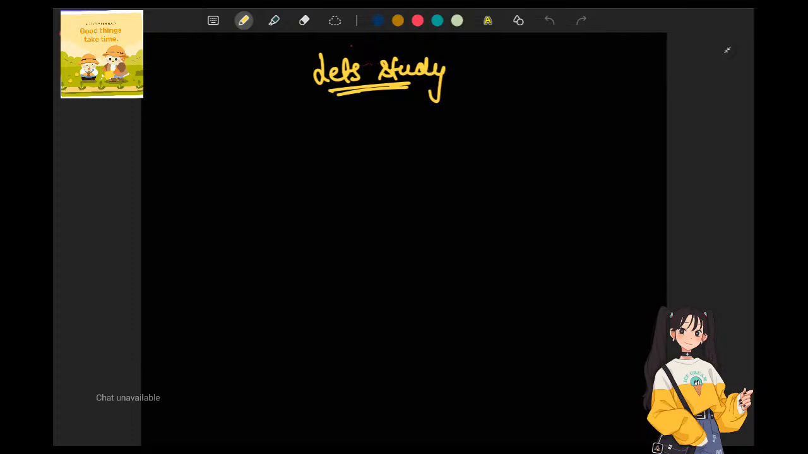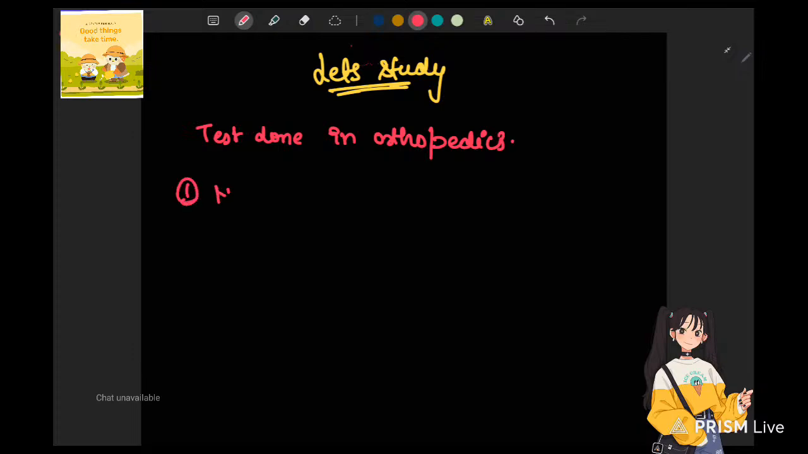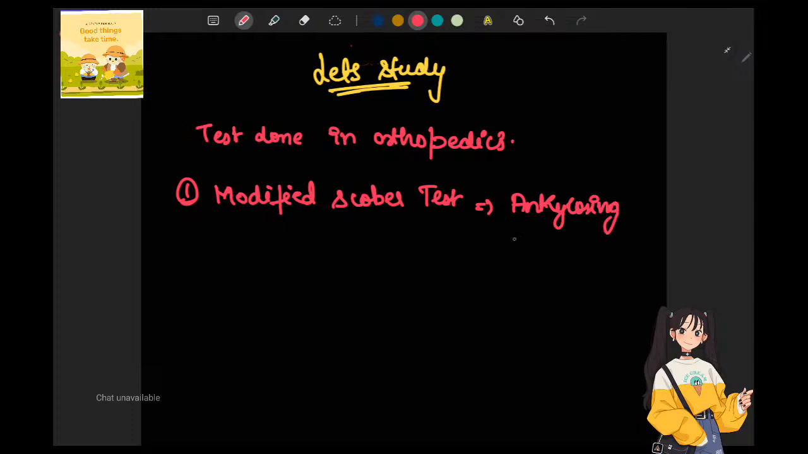So now we'll start with orthopedics, right? First, we will study the tests done in orthopedics. First, we'll study the modified Schober test. This test is done for ankylosing spondylitis.